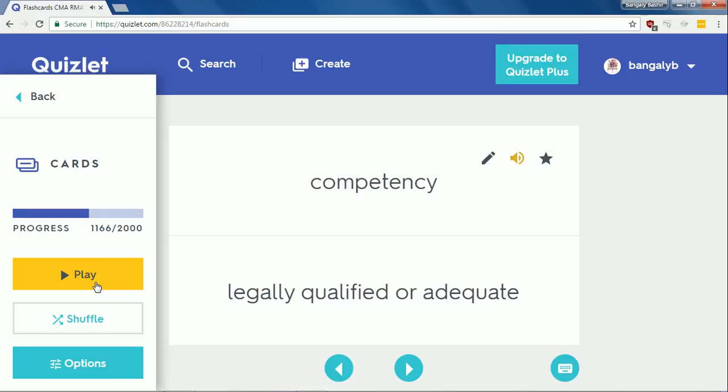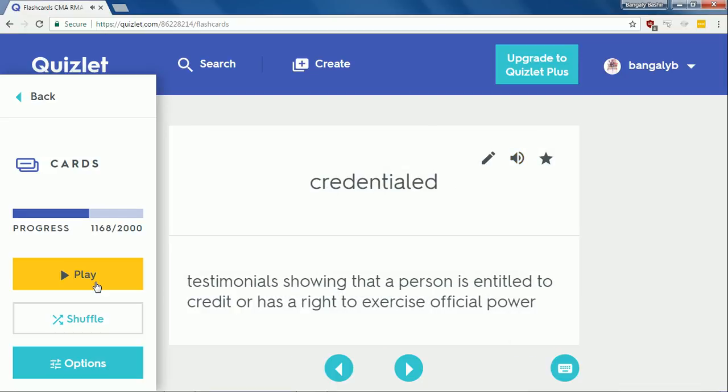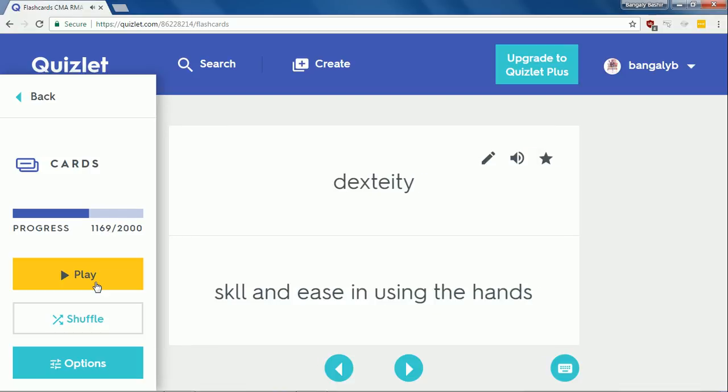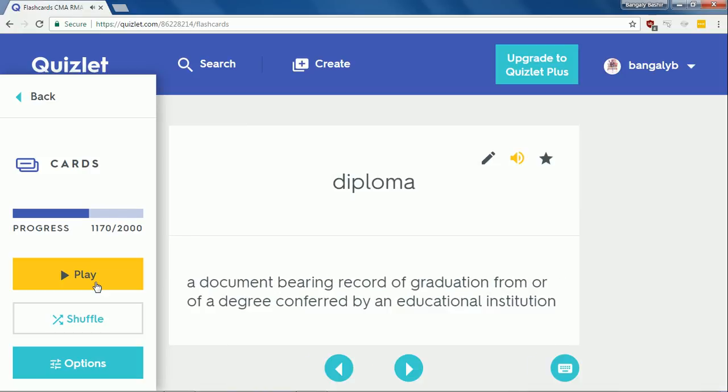Competency. Legally qualified or adequate. Compliance. Conformity in fulfilling official requirements. Credentialed. Testimonials showing that a person is entitled to credit or has a right to exercise official power. Dexterity. Skill and ease in using the hands. Diploma. A document bearing record of graduation from or of a degree conferred by an educational institution.